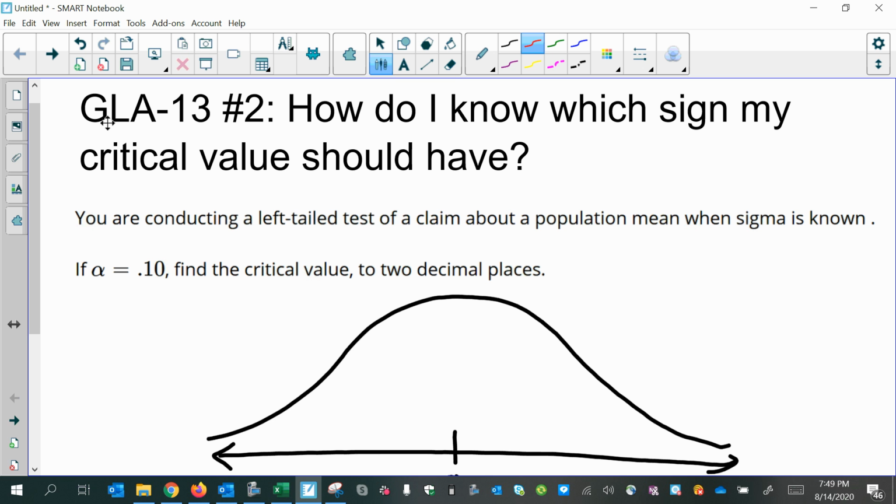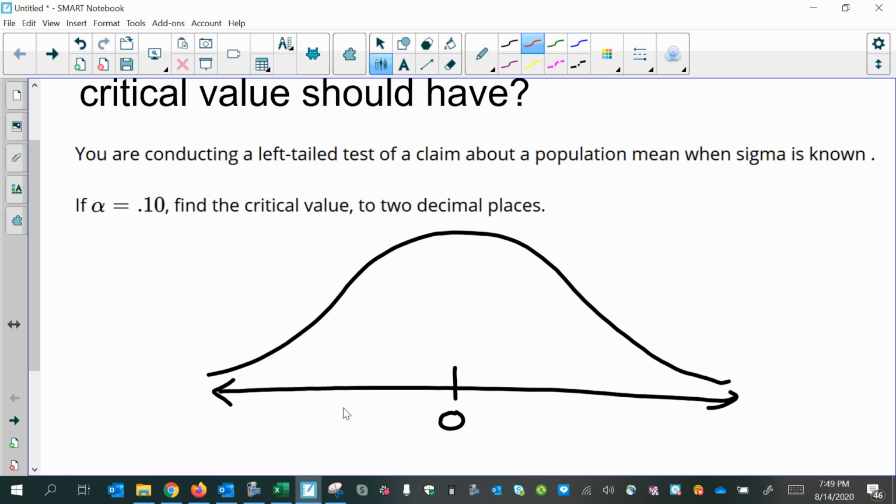So the first question I have here says, how do I know which sign my critical value should have? Well, this is all in what kind of tail of test you have. So you could have a left-tailed test, you could have a right-tailed test, you could have a two-tailed test. If you are dealing with a left-tailed test, like in this case, then your critical value will be to the left of the mean. And when we have critical values, they're either z-scores or t-scores.